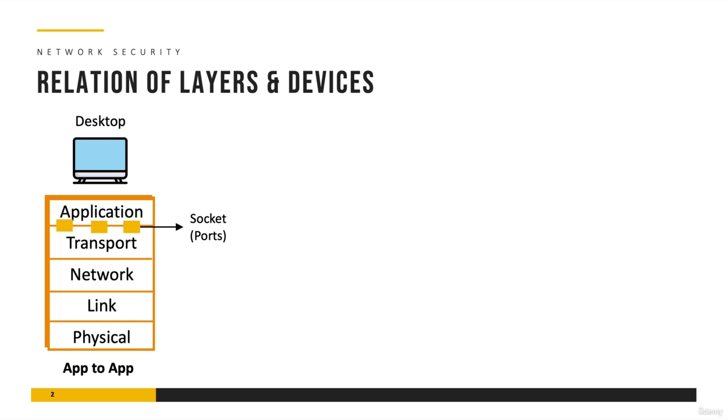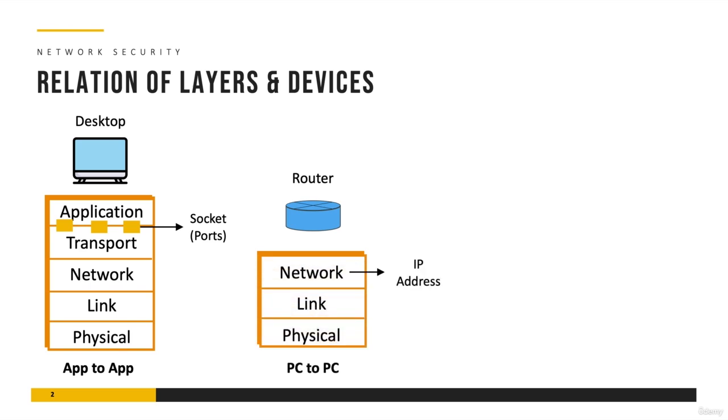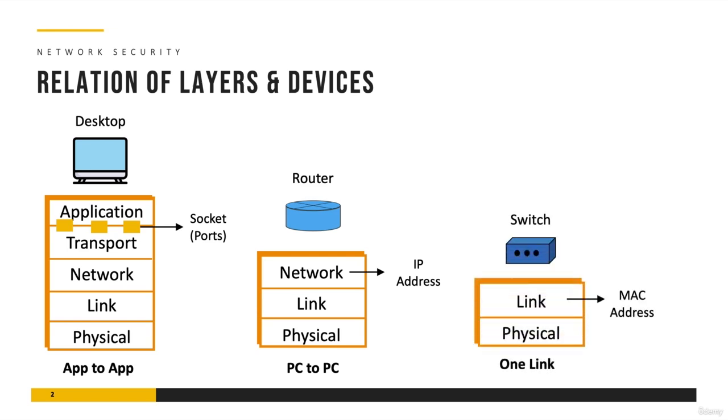At one end, we have user devices such as desktops, laptops, and mobile phones. These devices implement all 5 layers of the protocol stack, starting from the application layer all the way down to the physical layer. Now, these devices are basically targeted towards application to application communication, and they use sockets for that purpose. Next, we have routers, which only implement the bottom 3 layers of the protocol stack. So the network layer is used, which contains IP addresses, and these IP addresses are used to route the packets over networks.